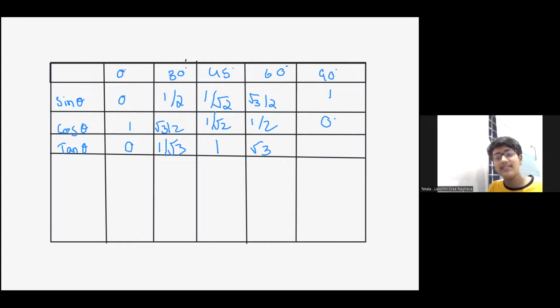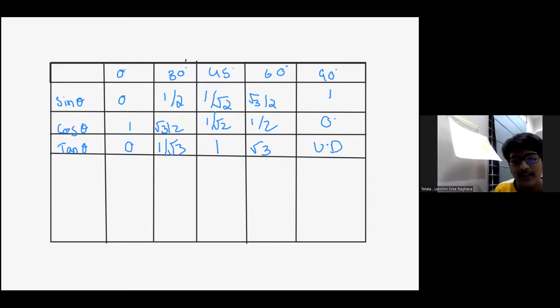Next, 1 by 0 is undefined. Yeah, undefined. It might be any number, 1000 or anything, divided by 0 is always undefined. Any number by 0 is undefined. Understand? So we got the values.